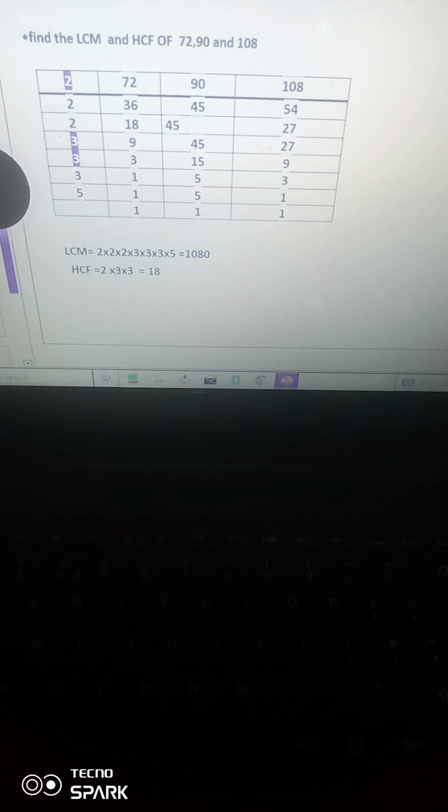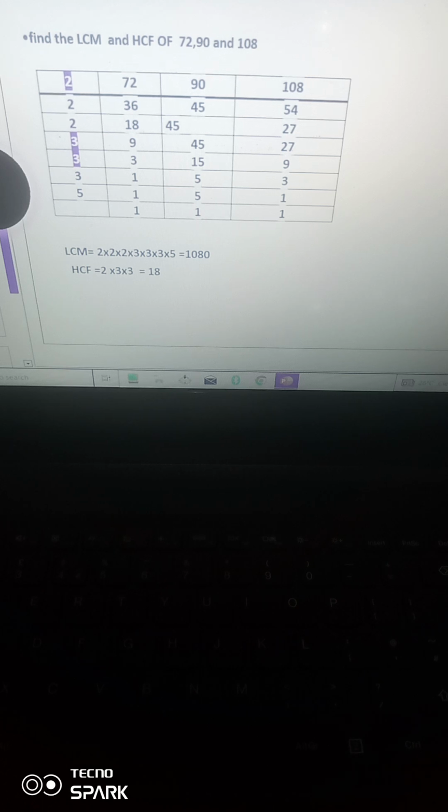So when you hear the smallest number, we are talking about the least common multiple, or the lowest common multiple, or the least common denominator. And when you hear the highest number, the largest number, we are talking about the highest common factor.